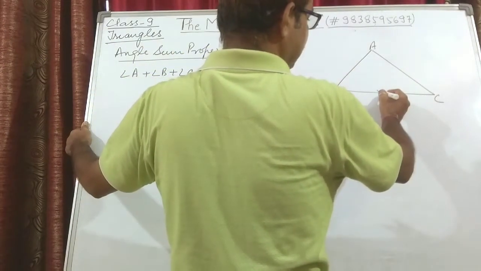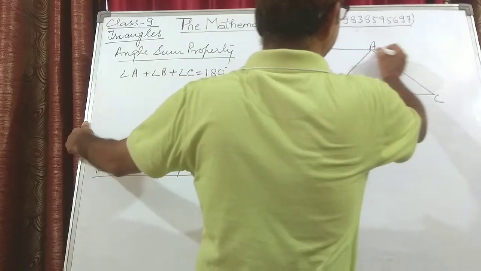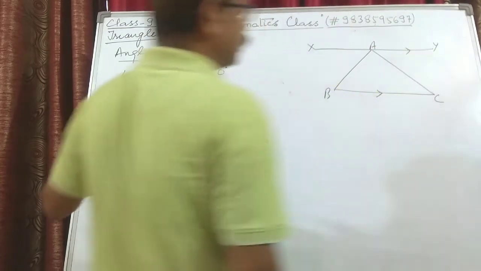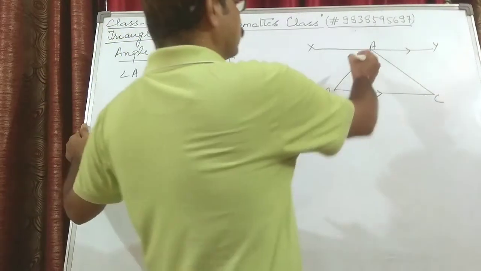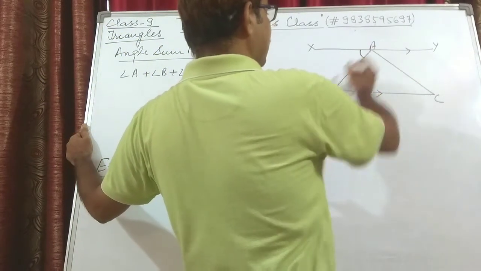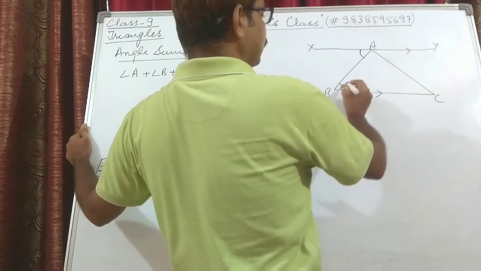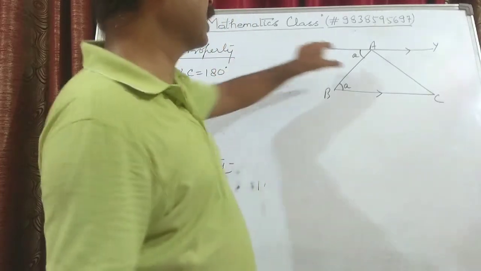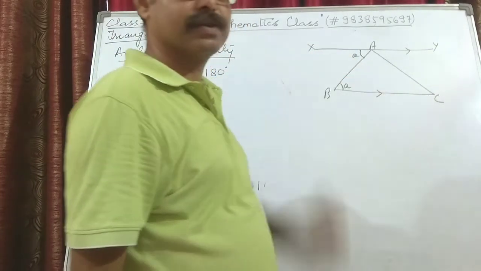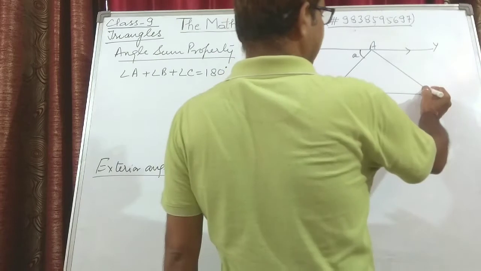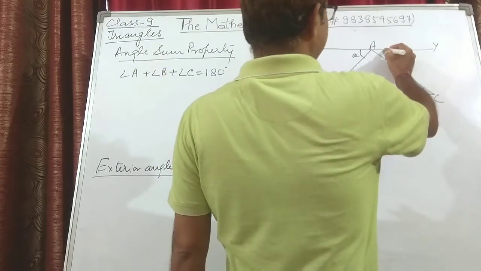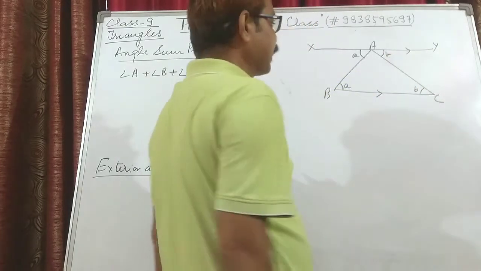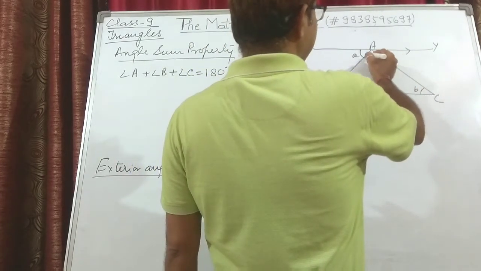To the base BC, if I draw a line parallel, let's say XY is a line that has been drawn parallel to BC. So this angle and this angle will be equal. If it is angle A, this also will be angle A, because these are alternate interior angles. Similarly, if this angle I take as B, this angle will also be B because they are also alternate interior angles. Let's say the common angle is C.